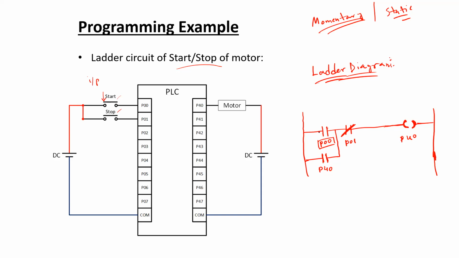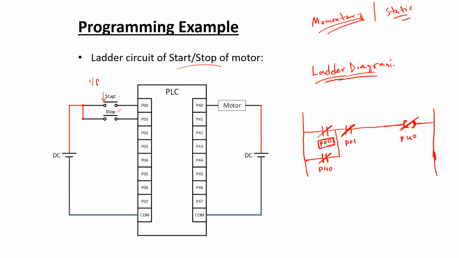So once this start switch is pressed, this memory location P00 is going to get high momentarily. This contact is going to get closed. The path is complete, so the motor will start getting a high signal. This coil is going to get a high signal, and whenever this coil gets a high signal, its corresponding contact should also change its status, from normally open to closed.